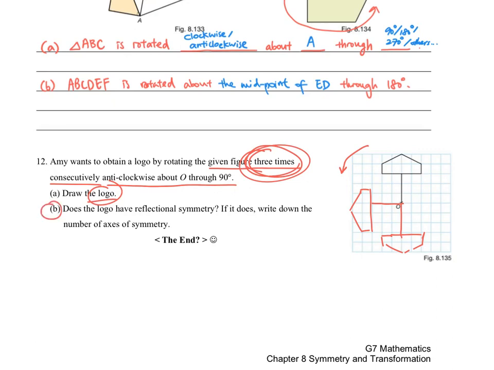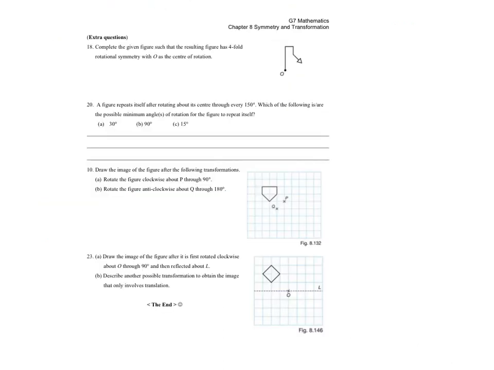Okay, for part B, does it have reflectional symmetry? If it does, then you tell the number of axes of symmetry. I don't think I have to tell you anything about this question. Try to do it yourself. Okay, so for the extra questions, I don't give you any hints. You can try to do it yourself.